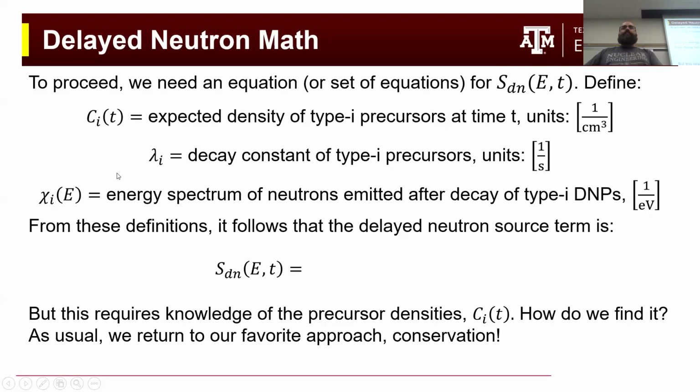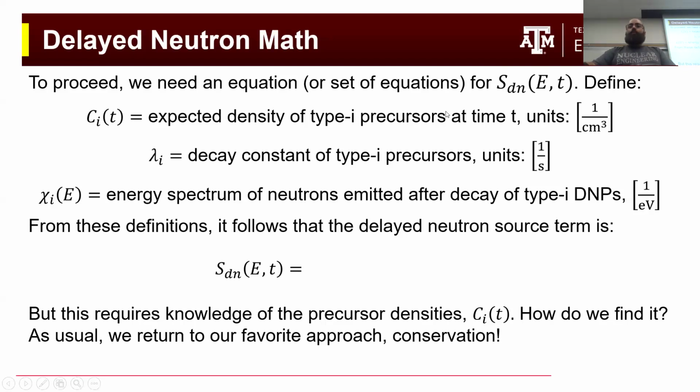And then ultimately, neutrons are coming out of delayed neutron precursors. So we need a fission spectrum for the neutrons that come out of each type I delayed neutron precursor, and that's chi sub I. That's the energy spectrum of the neutrons that come out after the decay of a type I delayed neutron precursor. It has the same units as the regular fission spectrum and means a similar thing. It's just associated with neutrons coming out of those delayed neutron precursors versus the neutrons coming directly out of fission.